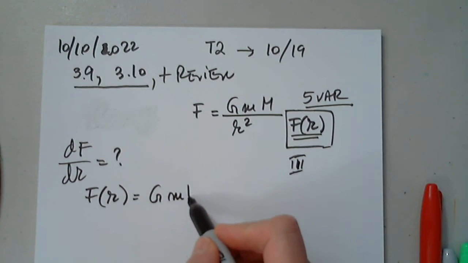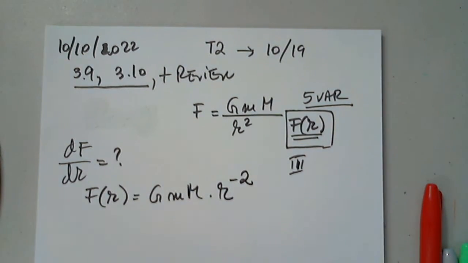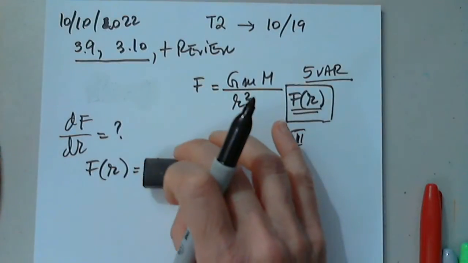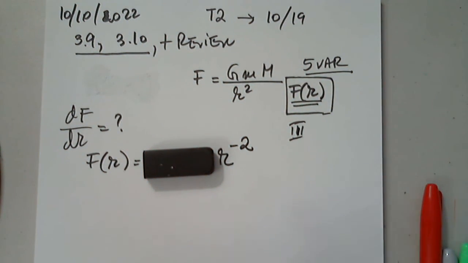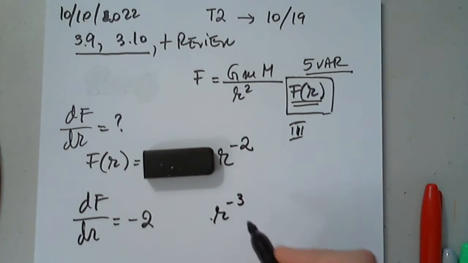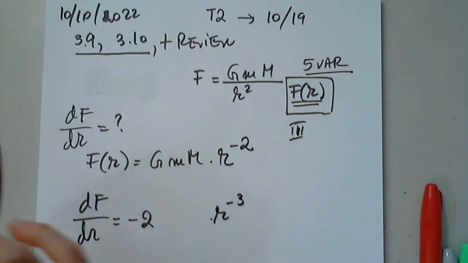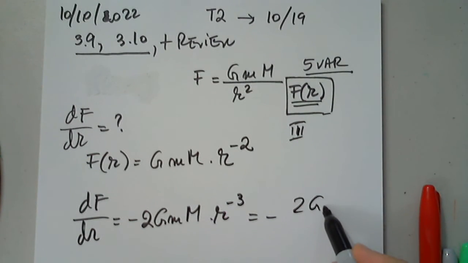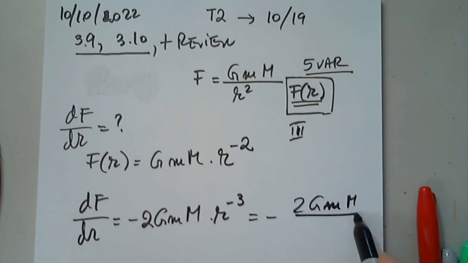So in that case, I can even write this for clarification. I have GMm times r to the -2. These I don't care about because they're constants. So then df over dr will be -2 GMm times r to the -3. You can rewrite it as 2GMm over r to the third. Is this okay so far? Yes.